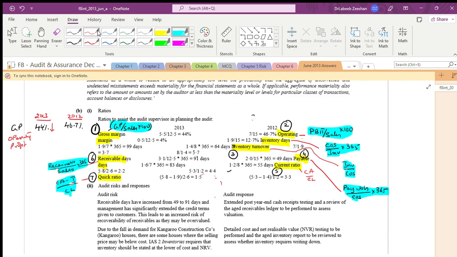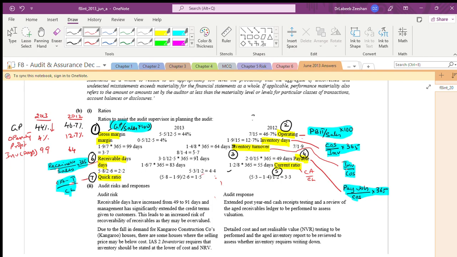Operating profit margin is how much? 4% and 12.7%. Fine. Next, inventory in terms of days. How much? 99 and 64. Okay, 99 and 64.